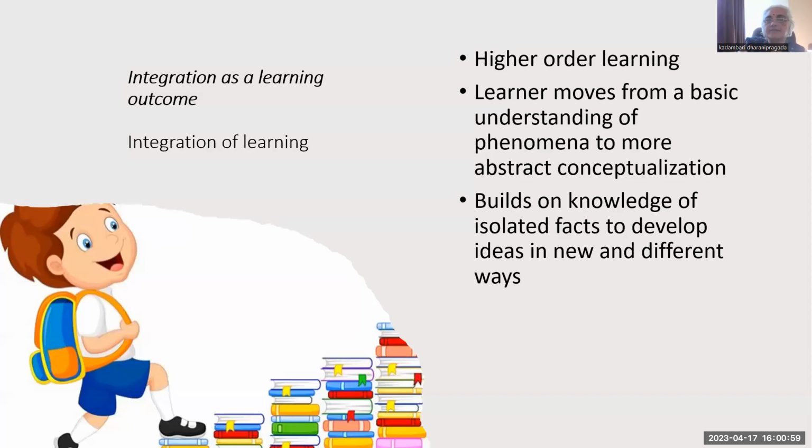So if you look at integration as a learning outcome or integration of learning, it refers to a higher order learning. So the student moves from understanding basic concepts to more abstract conceptualizations. That is what, going back to the first point, that putting together information from different subjects and coming up with how to practice medicine. So that's a more abstract concept. It is how the student learns the different subjects and makes the connections and finally develops a practice of medicine. So isolated facts are put together and they find newer and different ways of using that knowledge.